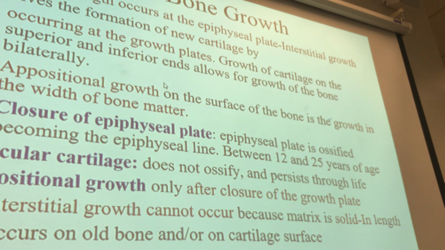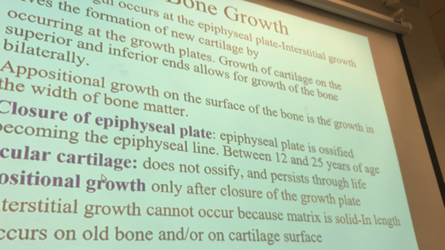Now, once we have gained our full adult height, then we're going to start to see a growth in width, right? That's called appositional growth in terms of bone. Again, it's the complete opposite of cartilage. Closure of the epiphyseal plate occurs as we ossify the growth plate, and then we'll have an epiphyseal line seen. Usually it occurs, there's a huge range, between 12 and 25. Sex plays a big difference, genetics plays a big difference. All right, nutrition plays a big difference.